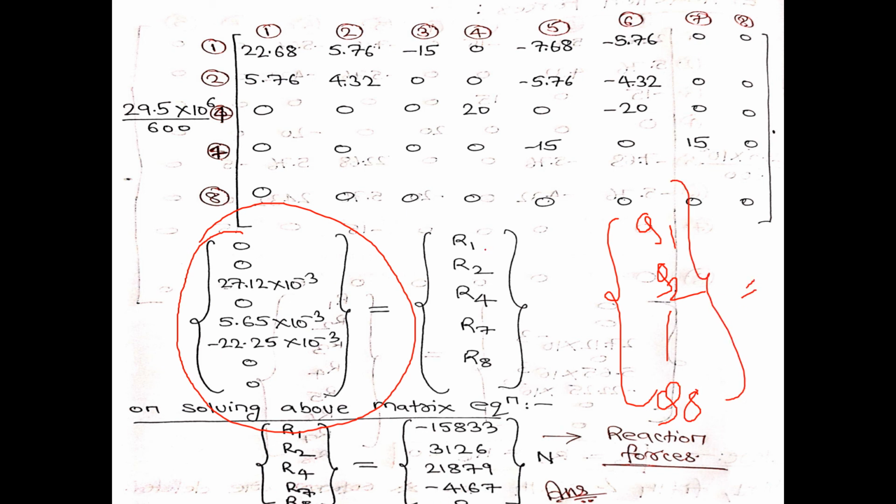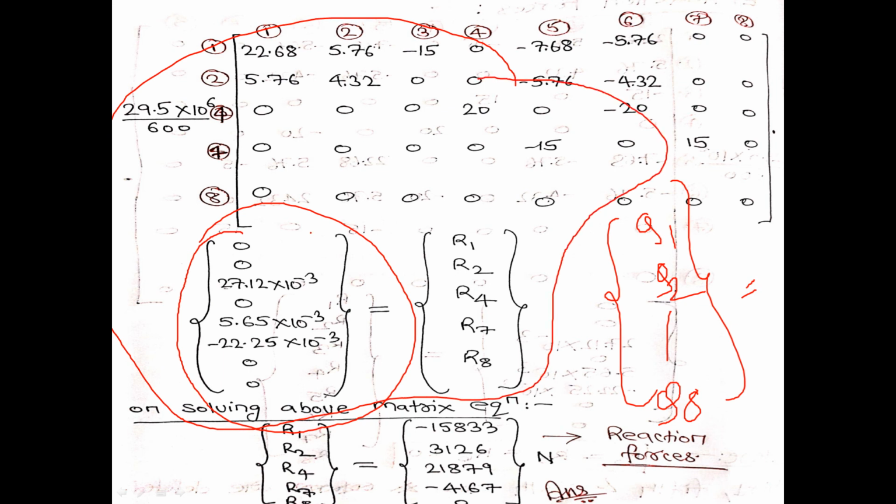and it is equal to the force vector here. Now this time the force vector will be nothing but the reaction vector, and since we have eliminated the third, fifth and sixth row, there will be no reaction force present. So that will be R1, R2, R4, R7 and R8. Now just solve this matrix equation very carefully. Once you solve it, you can get the values of reaction forces R1, R2, R4, R7 and R8.